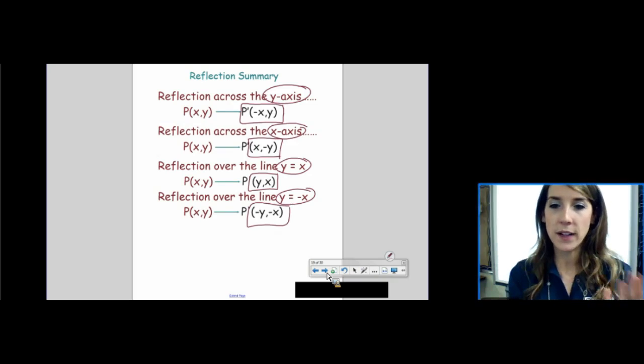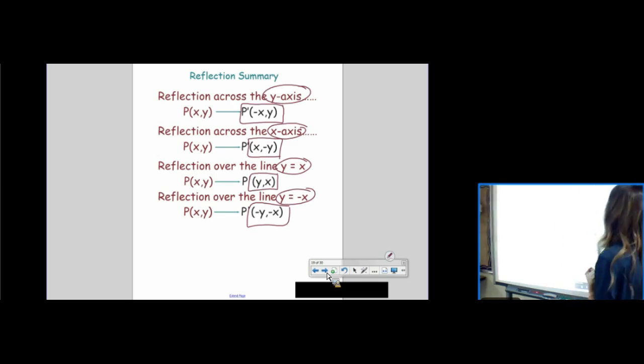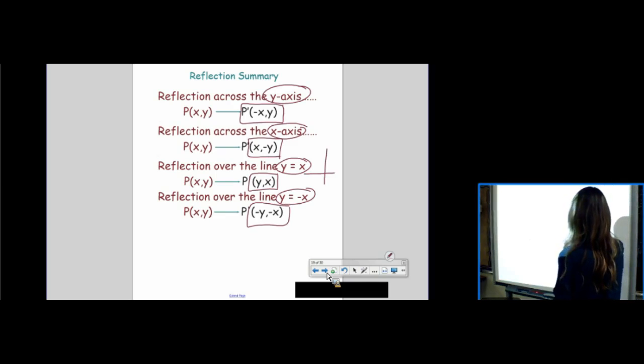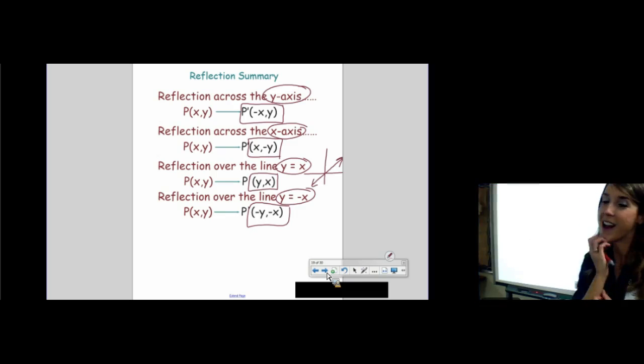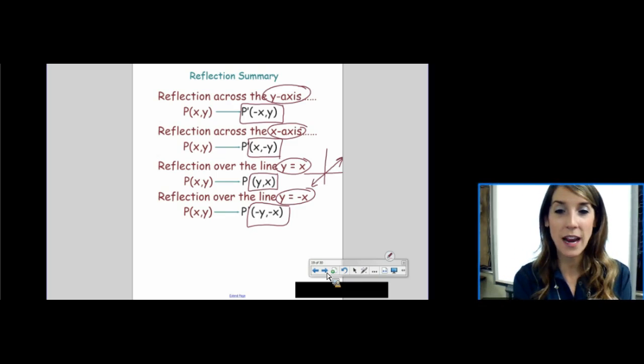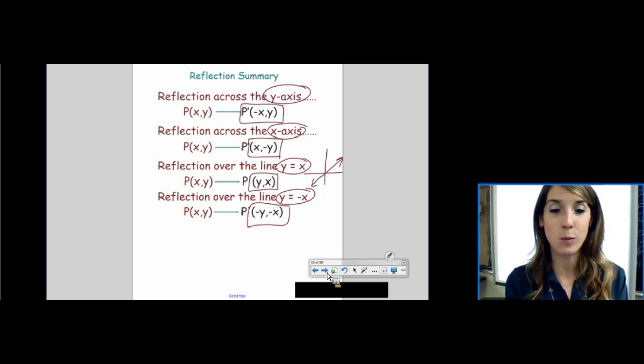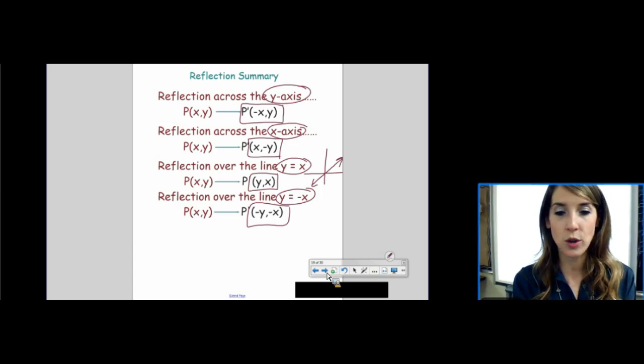All right, when you reflect over the line y equals x, which by the way is the parent function for linear, looks like that. I call it pulling a Freaky Friday. They trade places. x, y becomes y, x. So they simply trade positions. You don't change the sign of either one of them. If they're negative, you keep them negative. If they're positive, you keep them positive.